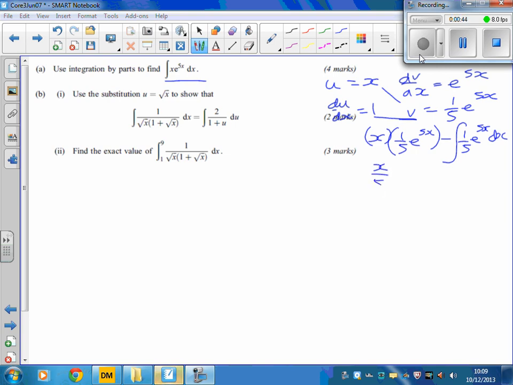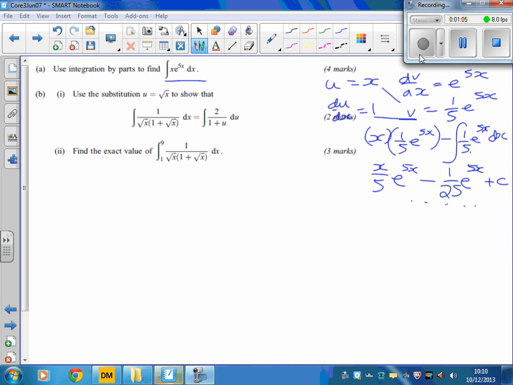Tidying this up a little bit, x over 5 e to the 5x minus, integrating here again, got to divide by the 5 again, so we get 1 over 25 e to the 5x, and make sure we put a plus c on the end here. A lot of my class have then tried to tidy this up, factorizing it. No need to do that, just leave it like that.